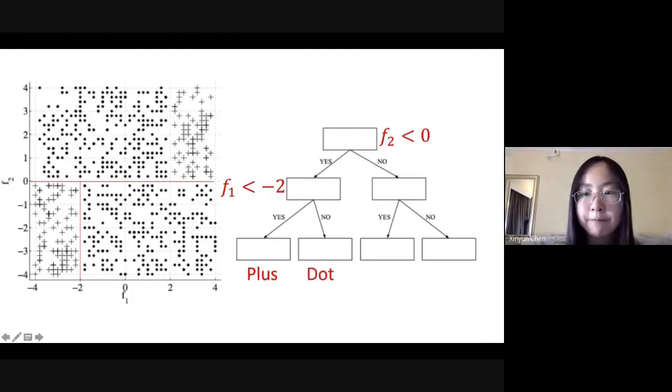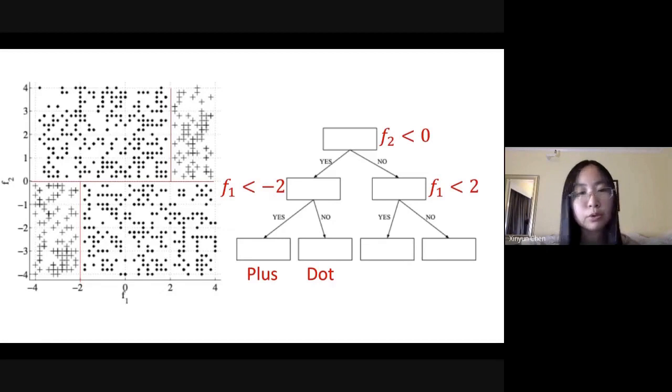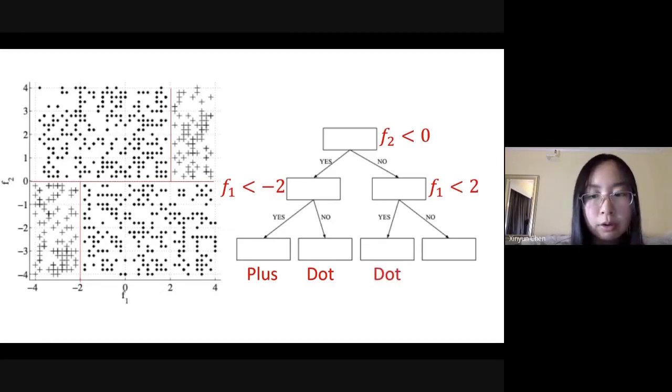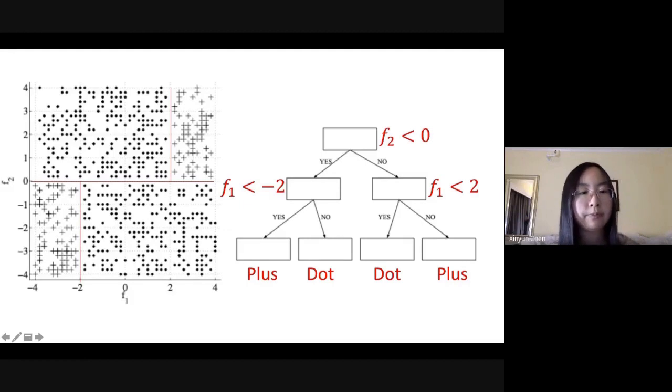And for the points where F2 is greater than 0, again, we can draw a decision boundary given F1 equals 2. Then if F1 is smaller than 2, it will be dot, otherwise it will be a plus. So basically, we can see that all these points could be separated by 4 rectangles.